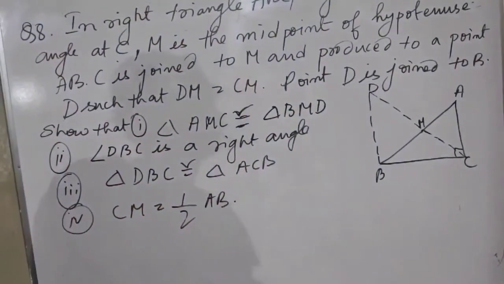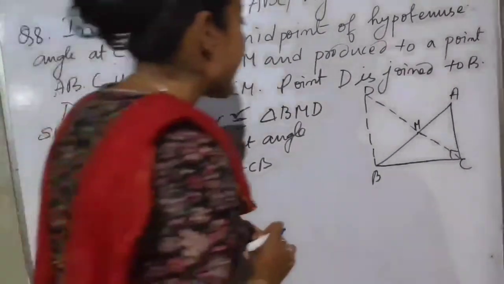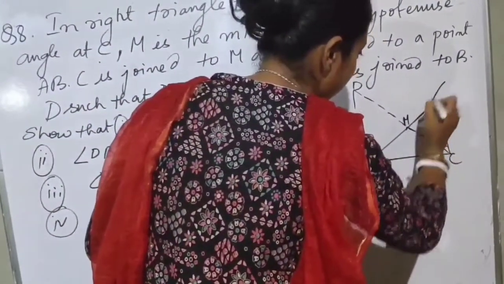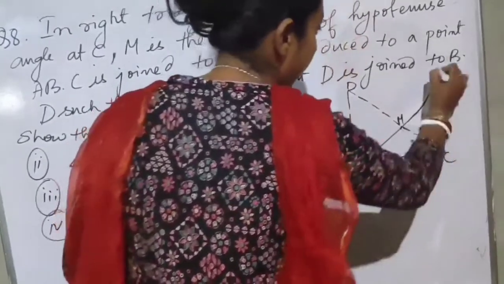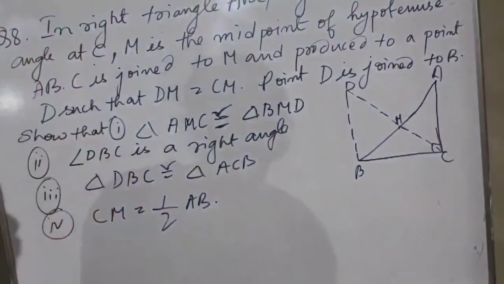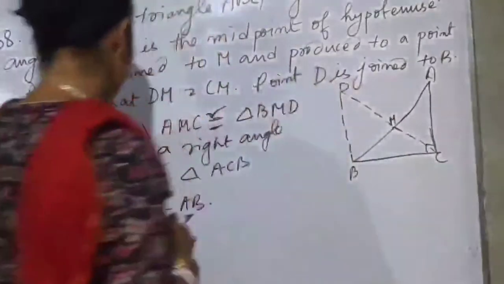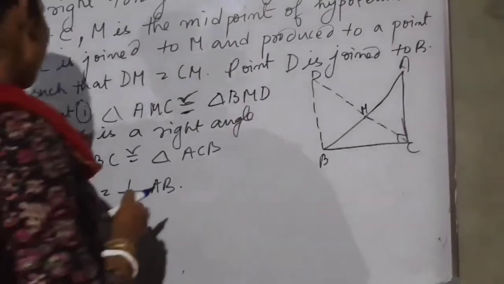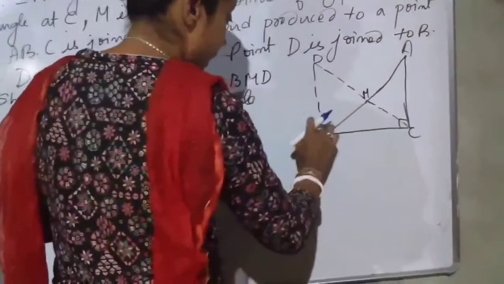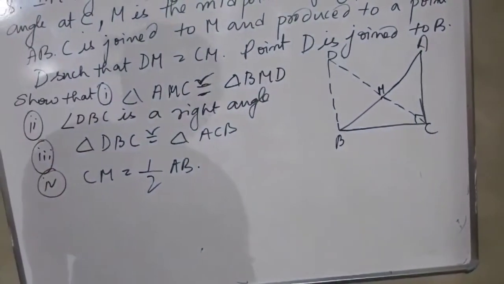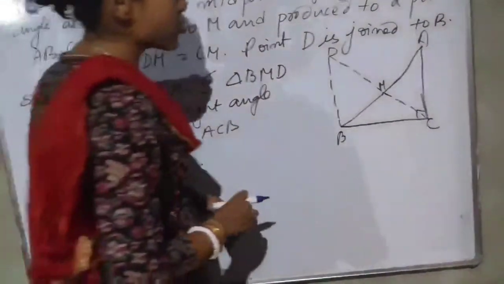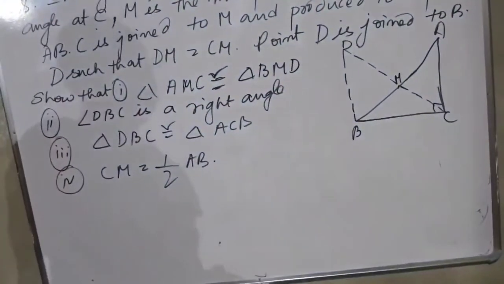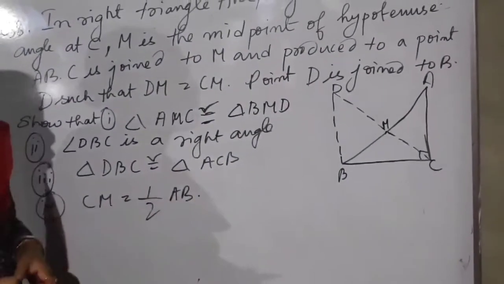So what you are to show? You want to show that triangle AMC will be congruent to triangle BMD. This is question number 1. Question number 2 is that angle DBC is a right angle, you have to show. Then you have to show triangle DBC congruent to triangle ACB. Then the last one, question number 4, is CM equal to half of AB.